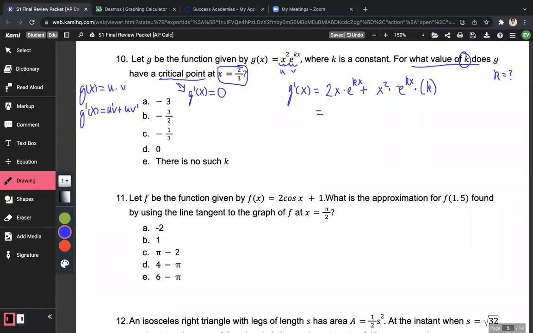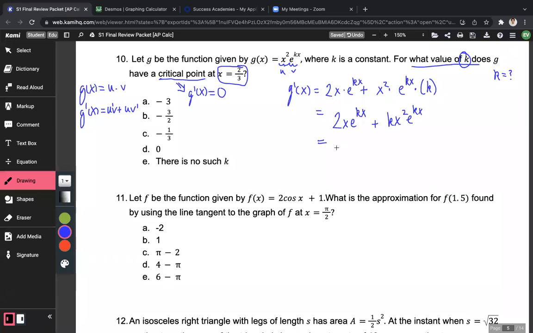Let's simplify it a little bit. I'm going to try and see what I can factor out here. I'm going to factor out x and e to the kx. Actually, let me just rewrite it in a sort of neater form first before I do any factoring, because that's a good way to make an error. kx squared e to the kx. Okay, that's a little bit neater.